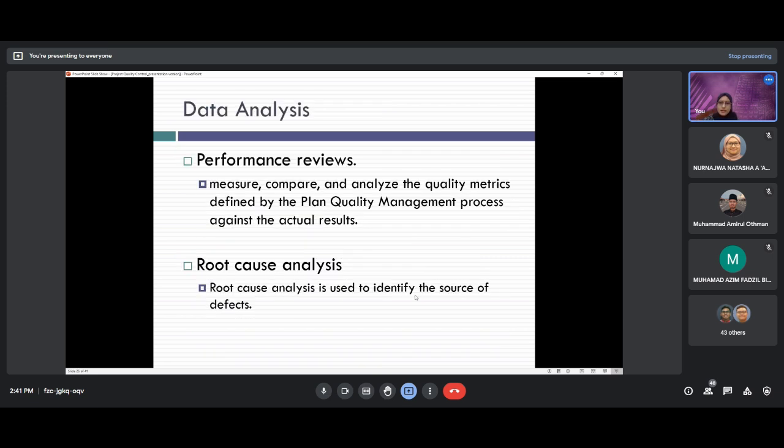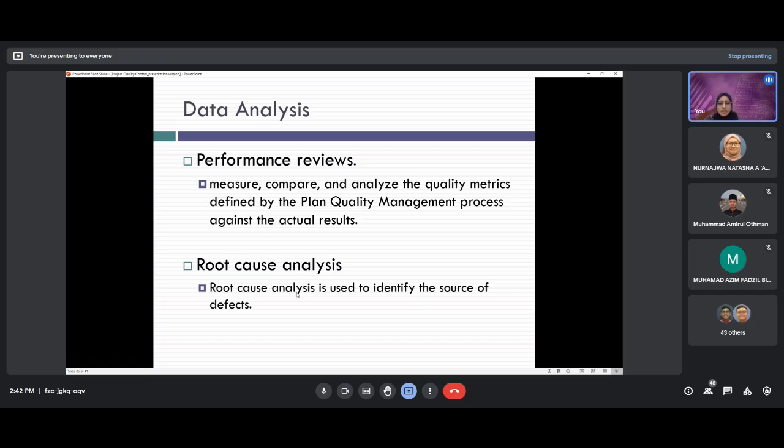And then you need to analyze your data. When you analyze the data, there are two things that you have to bear in mind. The first one is performance review. Performance review deals with measures, how you compare your data and analyze the quality metrics which you have identified or defined during the plan quality management process against the actual results. So you want to see this is your plan and this is your actual. Can you accept or can you reject?